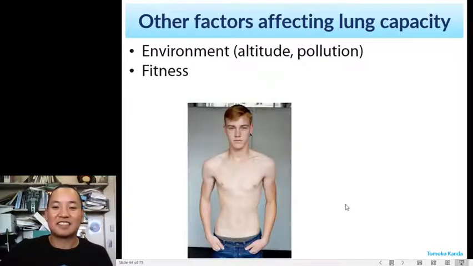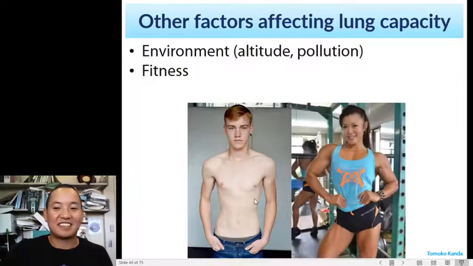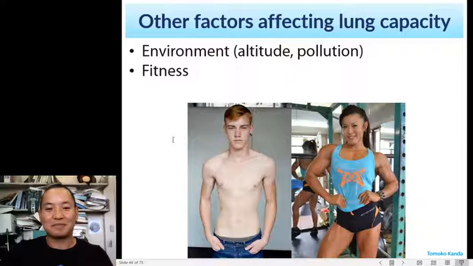So again, here we have this guy, and say we have her. Who's going to have the bigger lung capacity? Yeah, who seems to have the bigger rib cage? Yeah, so again, fitness does increase your rib cage size, and it also increases your respiratory control as well. So fitness can increase your lung capacity. Yep, so she probably has a better lung capacity.